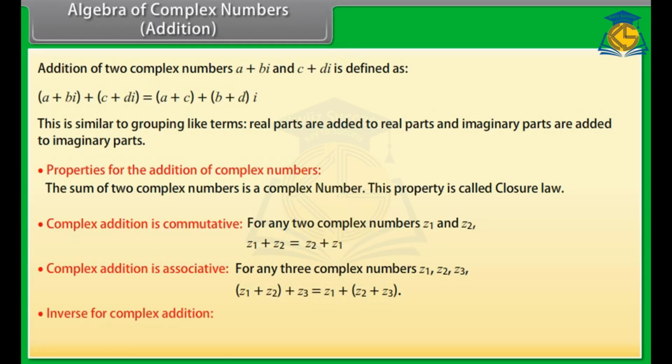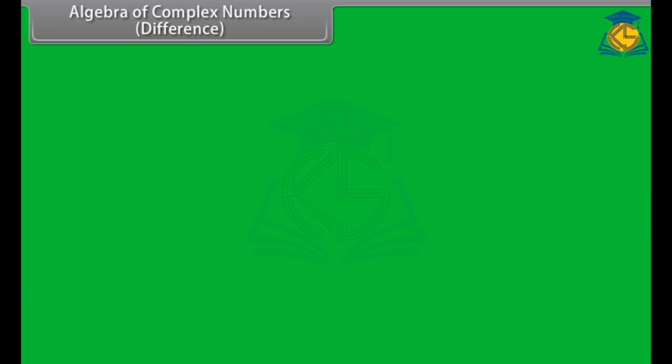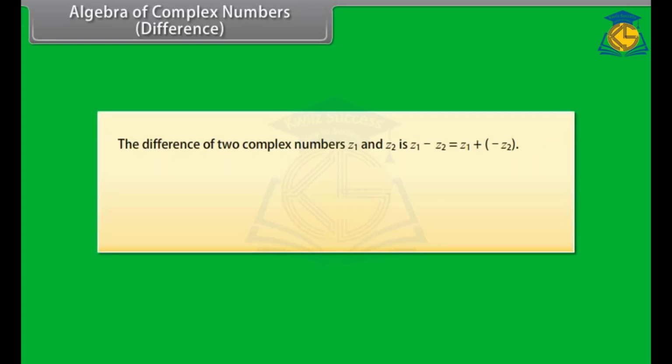Inverse for complex addition. Each element Z is equal to x plus iota y of the set of complex numbers has an inverse element, minus z is equal to minus x minus iota y. Algebra of complex numbers. Difference. The difference of two complex numbers z1 and z2, z1 minus z2, is equal to z1 plus minus z2.